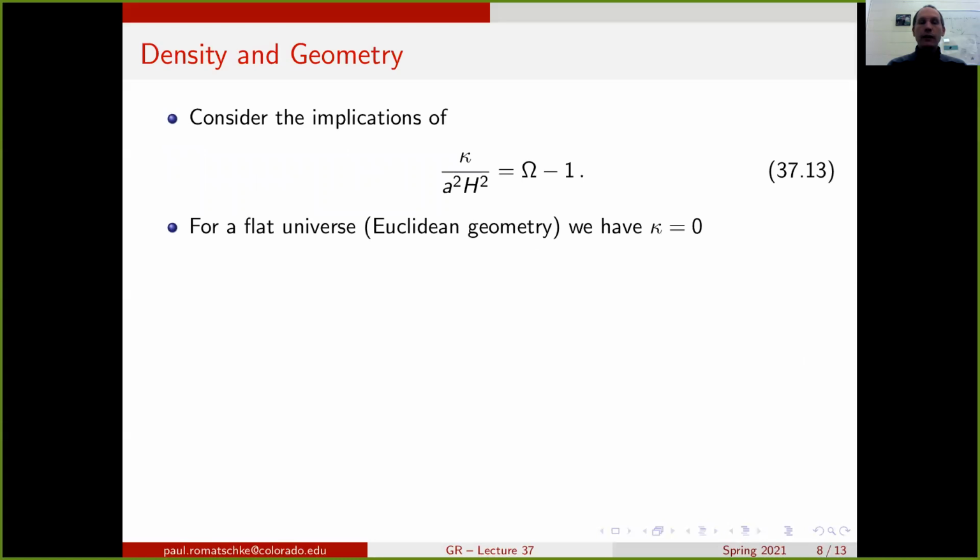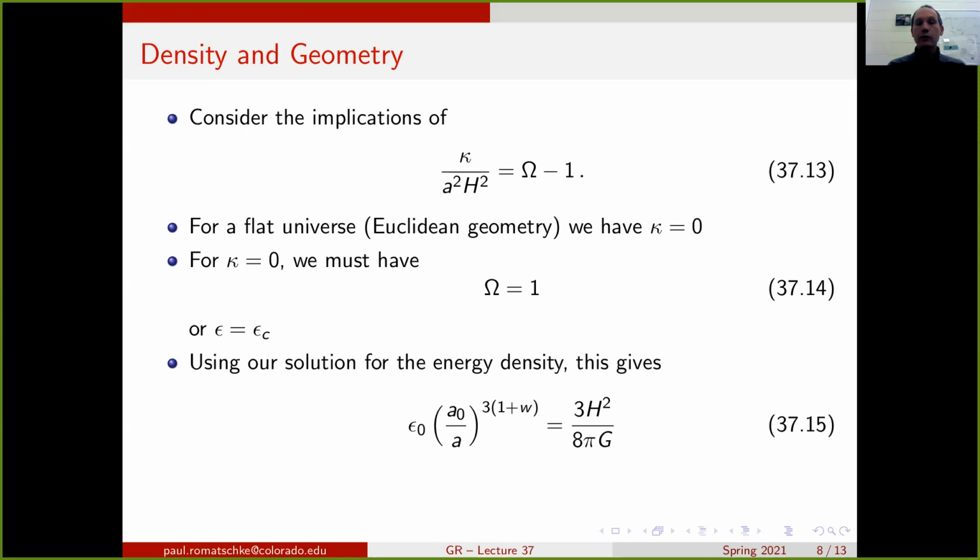In particular, if we consider the case of a Euclidean geometry where kappa is exactly 0, we have a flat universe, and as a consequence of this, we must have that omega is exactly equal to 1. In this case, the energy density must be exactly equal to the critical energy density, which is why it was called the critical energy density in the first place. So the critical energy density is the energy density where the density parameter is exactly equal to 1, and as a consequence, the universe is exactly flat, because then kappa has to be exactly equal to 0.